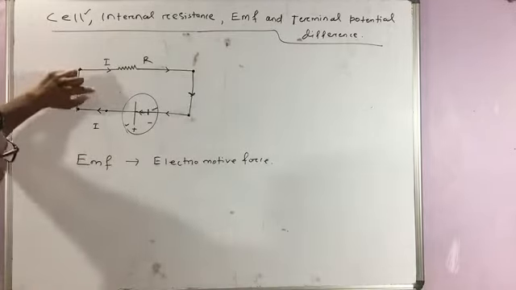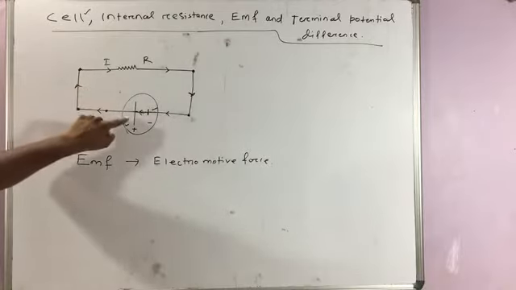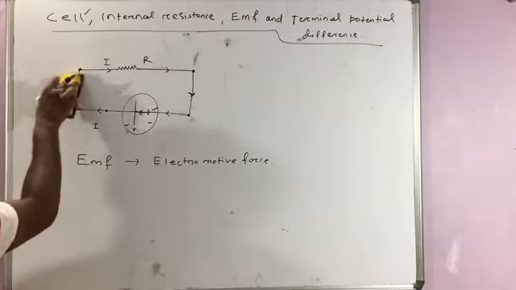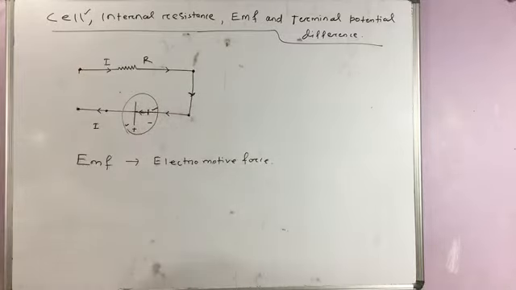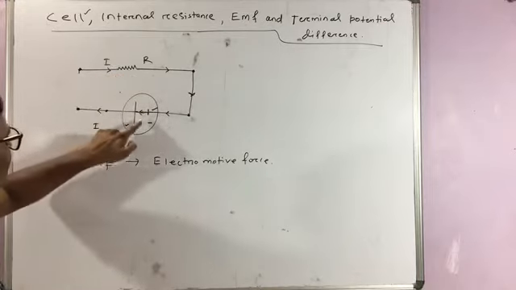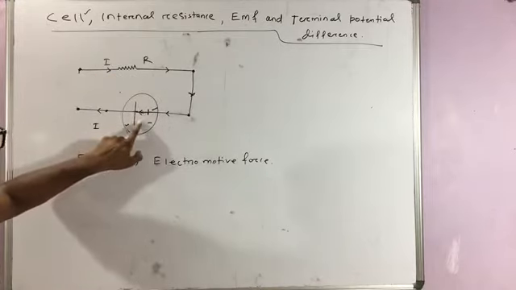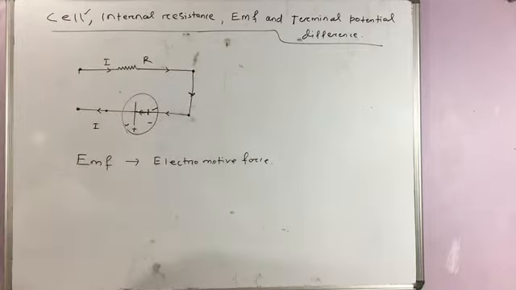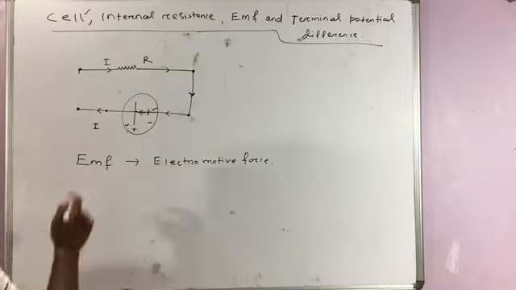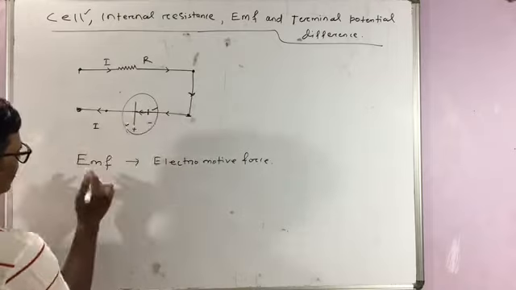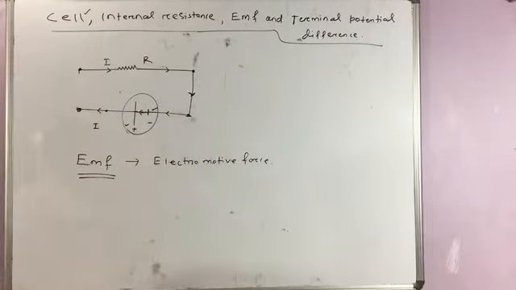Suppose you consider this circuit, when this cell is used in an open circuit. Open circuit means you disconnect this part. It means the circuit now is open. Here, circuit means one resistance connected across a cell. If you don't join this, then the circuit is open. In that condition, whatever be the potential difference across the terminals of a cell, that is called your EMF.